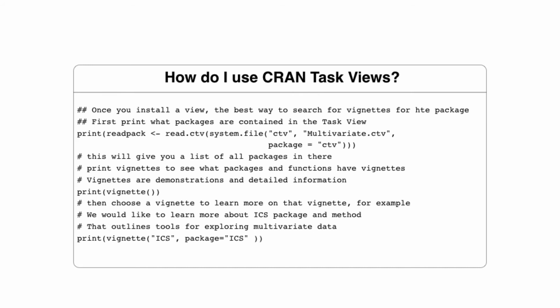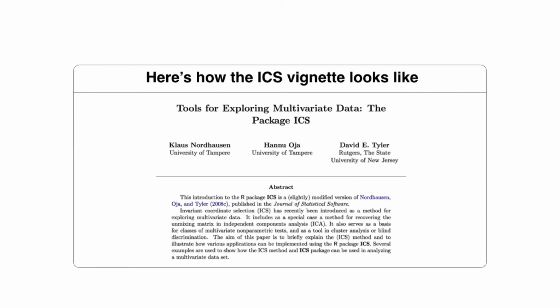So in this case, for example, we were interested in the package called ICS, and so we would type print vignette ICS, and then say the package is also ICS. When you do that, you get good, comprehensive documentation, such as ICS: tools for exploring multivariate data, the package ICS, and it's a long document that you can read. You can make some sense, take notes, and then apply it to the data set that you want to use.